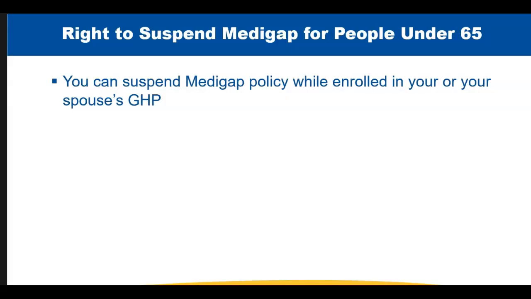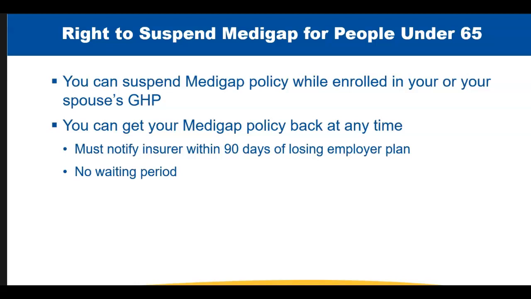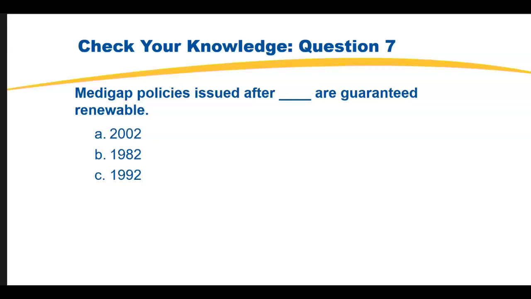Similarly, you can suspend Medigap while you're enrolled in your group health plan. So I thought about how that would work. Possibly, say you retired at 65, you took Medicare, got a Medigap policy, and then at 70 you decide, whoops, I need to go back to work. And I'm going to get group health coverage. So I want to suspend my Medigap. I don't need the Medigap right now. And you can do that and get it back at any time. You need to notify the insurer within 90 days, and there will not be a waiting period. So you get the advantages of getting it when you had the open enrollment period. You won't be losing that.